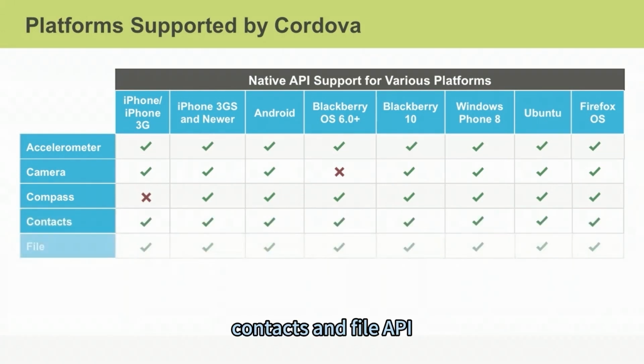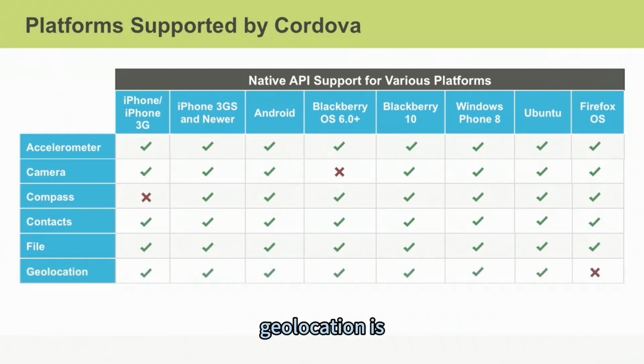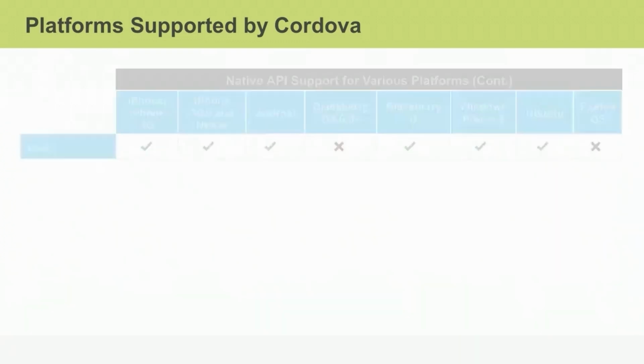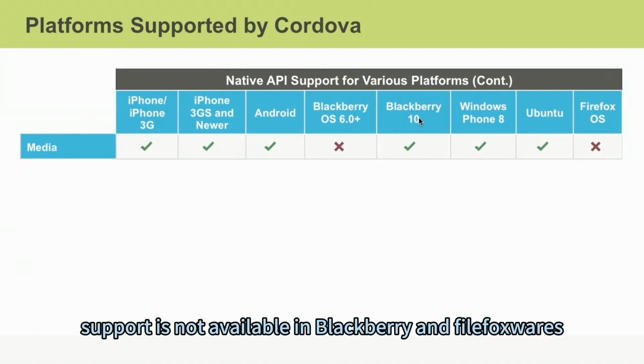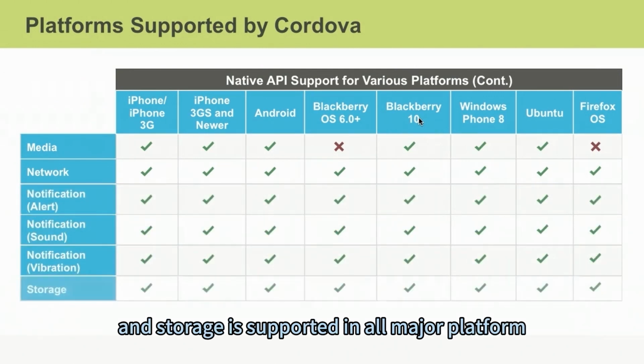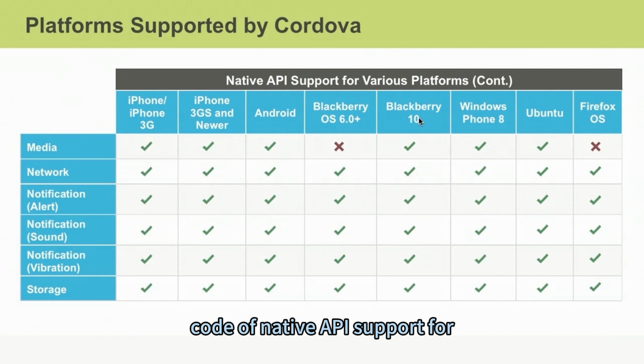Contacts and File API is available for older platforms. Geolocation is supported in most of the platforms except Firefox OS. Media API support is not available in BlackBerry and Firefox OS. Network, all kinds of notification, and storage is supported in all major platforms. So in this video we have learned about Cordova native API support for various platforms.